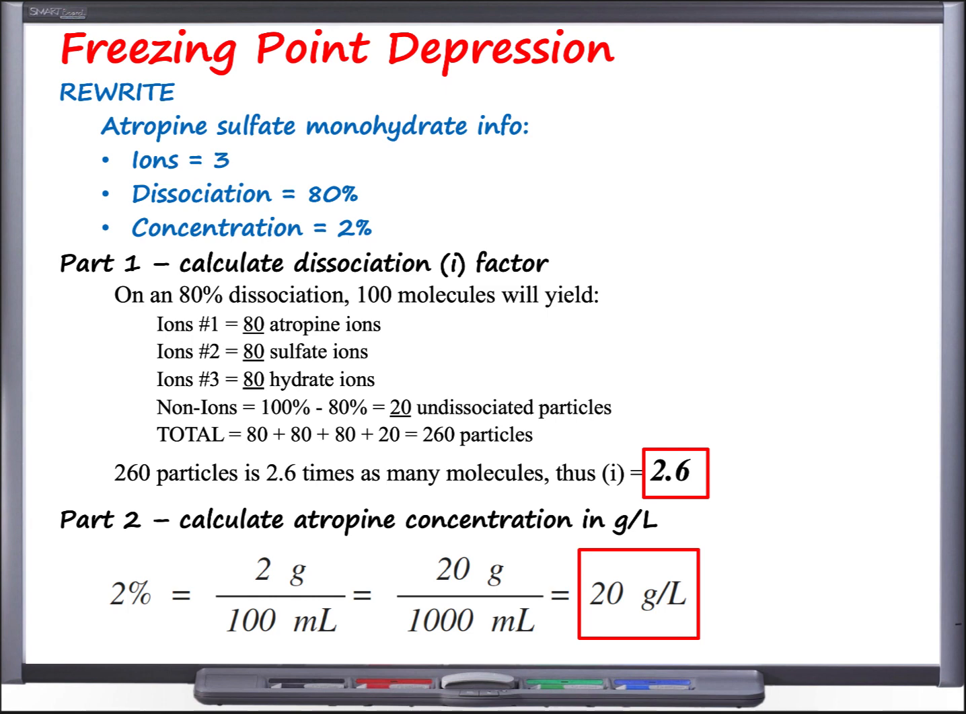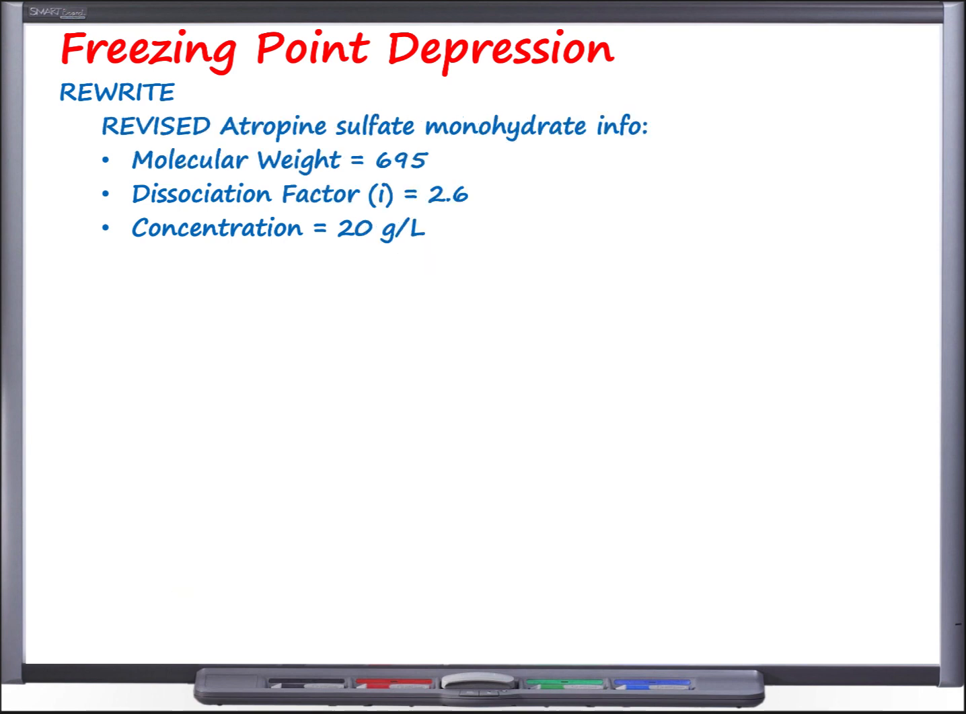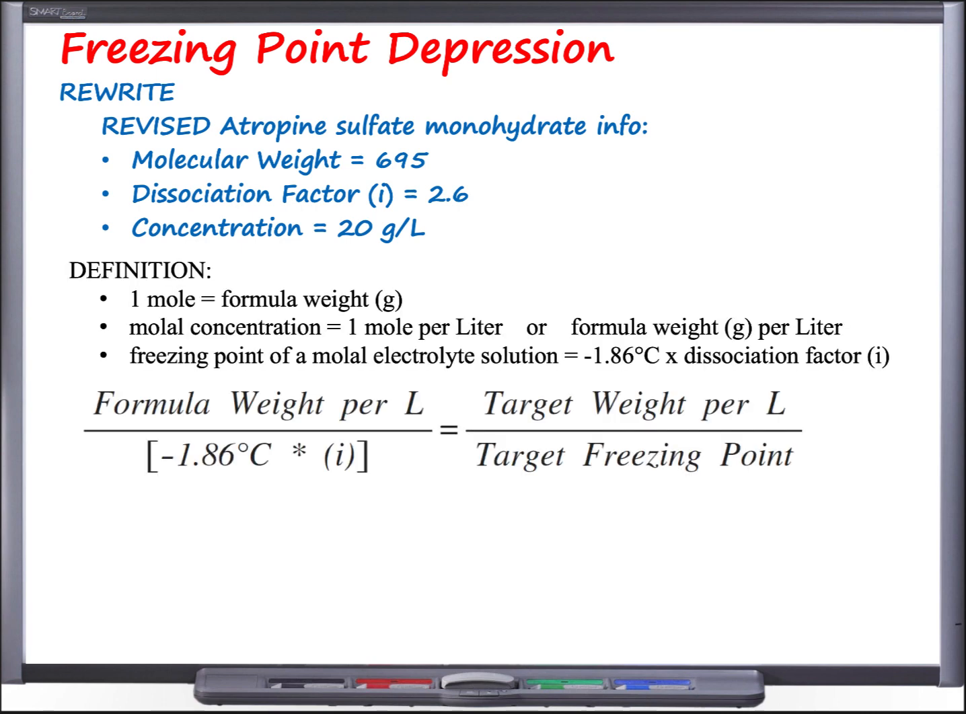And all I'm trying to make sure you can see in this math is that a 2% solution is the same as saying we want a 20 gram per liter solution. It's the same concentration. But the two numbers going forward that we're going to need next are the dissociation factor, often abbreviated i, which is 2.6, and our target concentration, which is 20 grams per liter. So I've carried that over on the rewritten information on top. Now, before we can finish this calculation, we need to define some things, and these are the facts we need to solve this question.